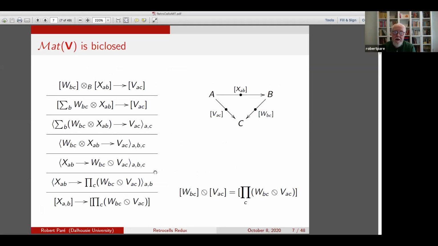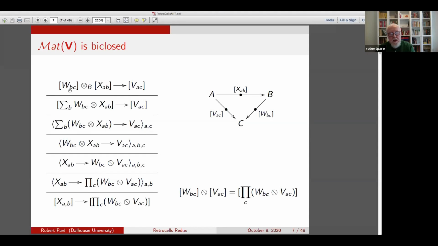Okay, so MAT: this is a different way, again, of looking at things. You can generalize spans to MAT. An object in MAT is a set. And a one-cell, a morphism, in MAT is a matrix. So a morphism from A to C is a matrix VAC, an A cross C matrix of objects in this monoidal category V. And a two-cell is a matrix of morphisms in V.